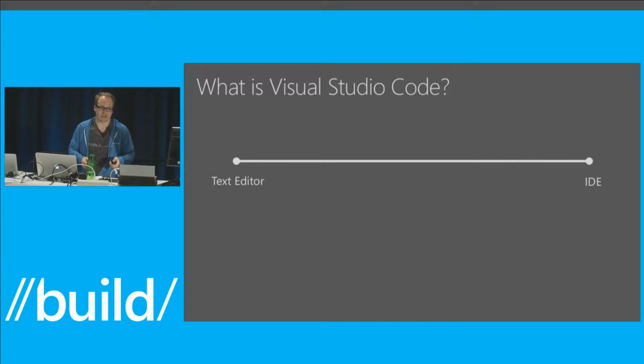So we built Visual Studio Code with the idea that we wanted to land somewhere in between, moving towards the text editor side. We wanted to be a lightweight editor that pulled in the best features that we felt were missing in text editors from the IDE space. So this included debugging, IntelliSense, and other important editing tools.